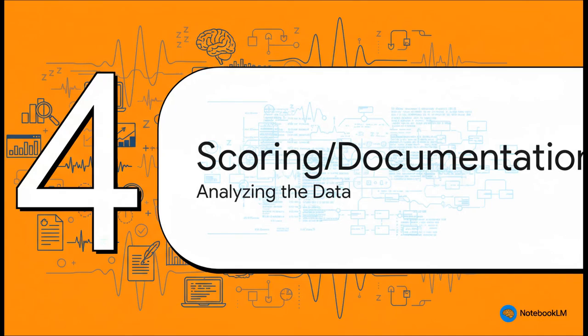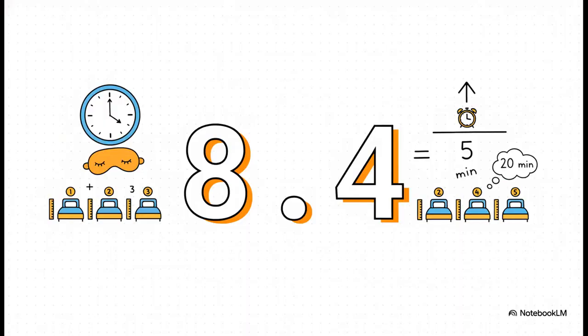So once all 5 naps are complete, the mission shifts. Now it's time for meticulous data analysis and documentation. This is where you put together the intelligence report, so to speak. Your first calculation is that mean sleep latency. You'll add up the sleep latencies from all 5 nap trials and just divide the total by 5.